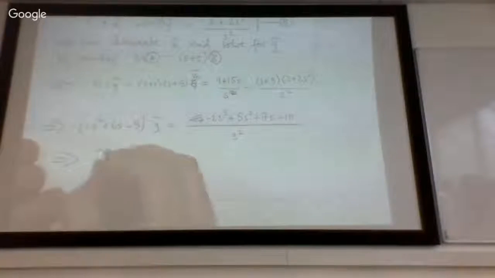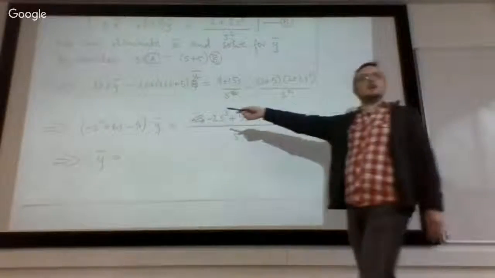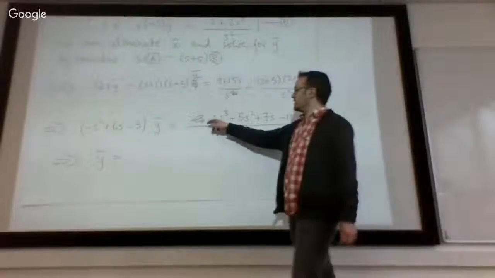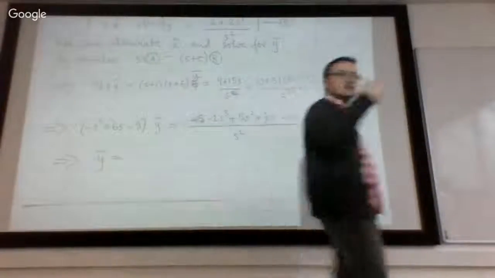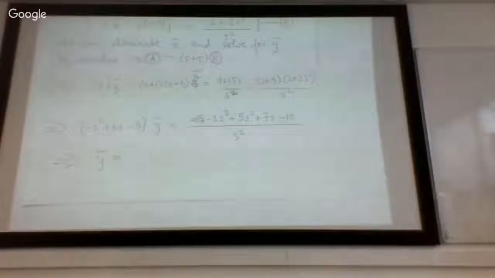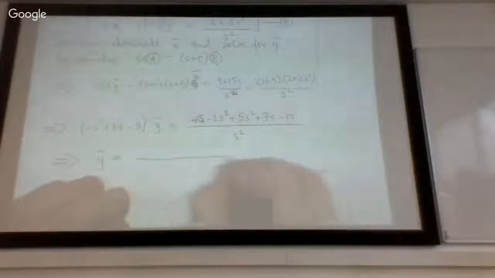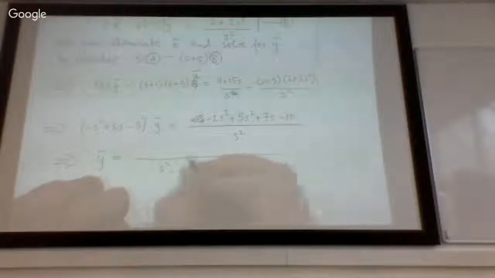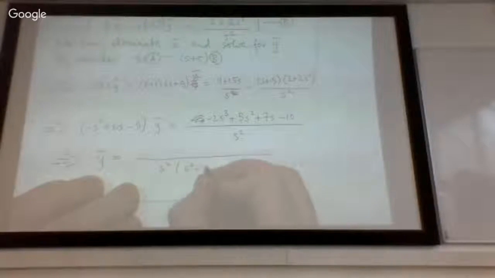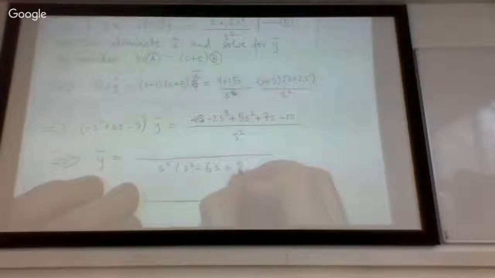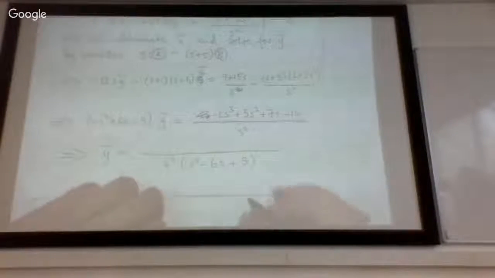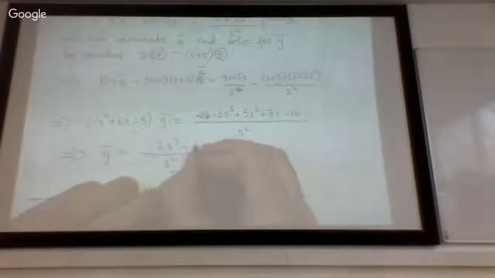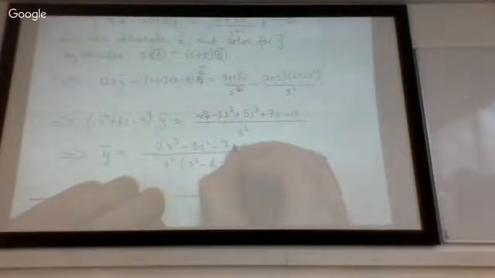So now I can just divide across by this first polynomial here. You see the way I've got a minus sign in the leading term here and a minus sign in the leading term there. Well, I'll divide above and below by minus 1, or multiply above and below by minus 1, just to standardize those. So I can say that y bar now, on the denominator I've got s squared into s squared minus 6s plus 5. So I'm changing all the signs. And on the numerator, I will have 2s cubed minus 5s squared minus 7s plus 10.